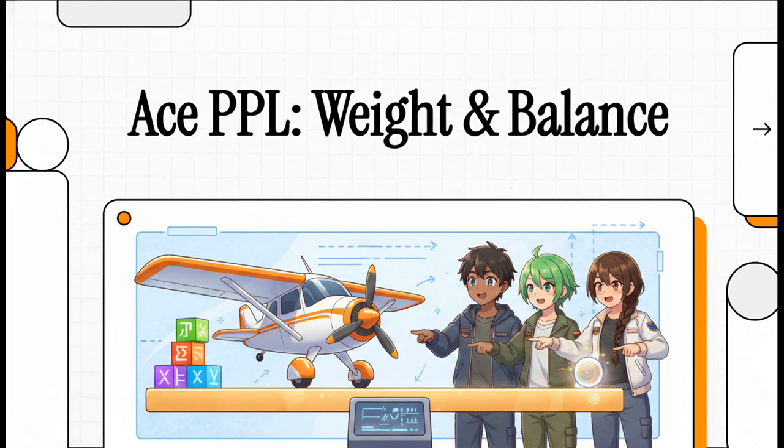We're skipping the fluff today and tackling some of the most highly testable concepts you're going to face: aircraft weight, balance, and the all-important center of gravity.